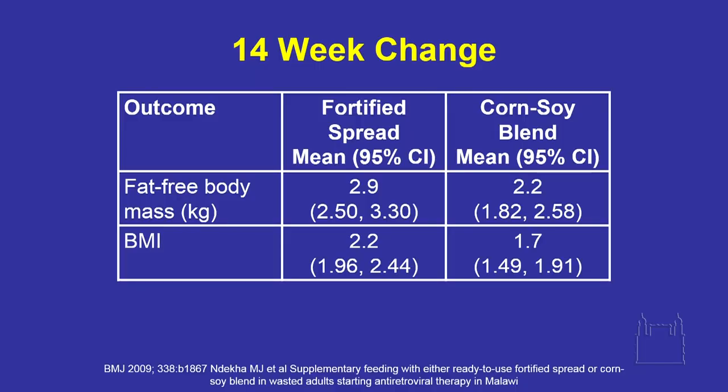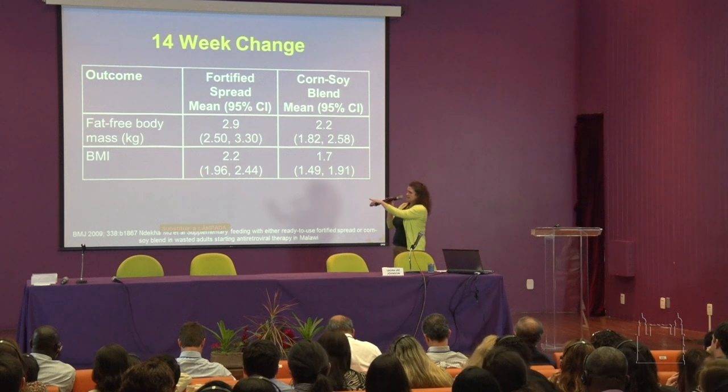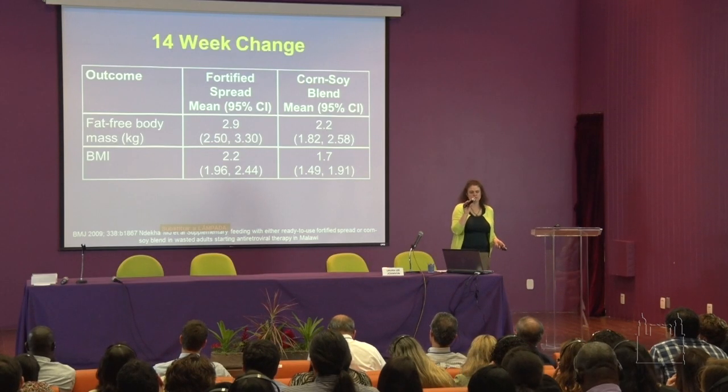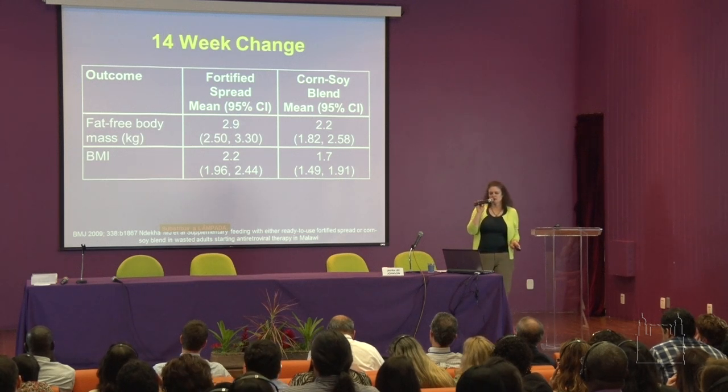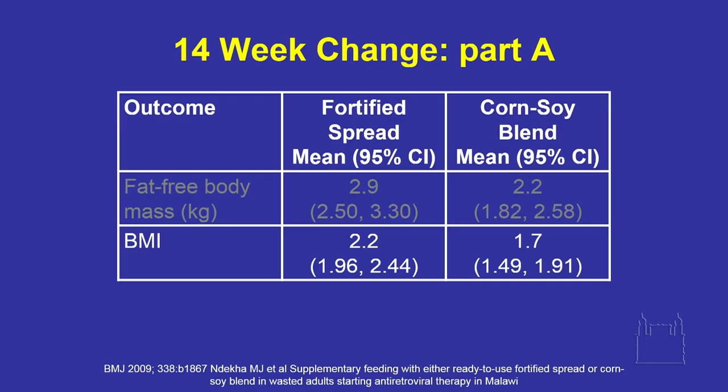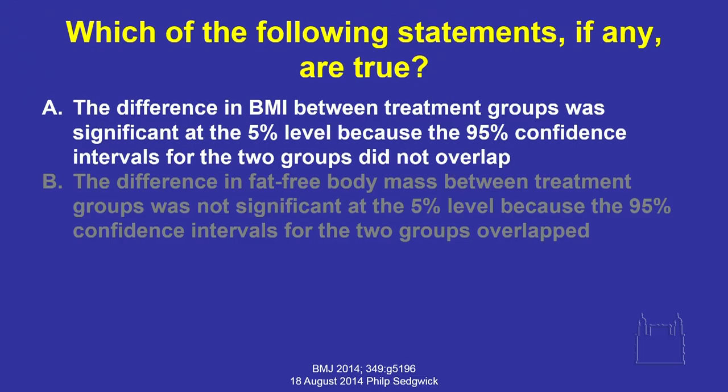Here's an example of this. This is actually data from a supplementary feeding study of either giving a fortified spread or corn soy blend to people that had HIV and they were adults that were wasting, they were on antiretroviral therapy in Malawi. And so for the fat-free body mass and BMI, body mass index, these are the two things we're trying to measure. And what you're going to notice here, get your cards ready, the difference, so look at this carefully. Fat-free body mass: fortified spread, the confidence interval is 2.5 to 3.3. The 95% confidence interval for corn soy blend is 1.82 to 2.58. These overlap just a little bit, but they overlap.